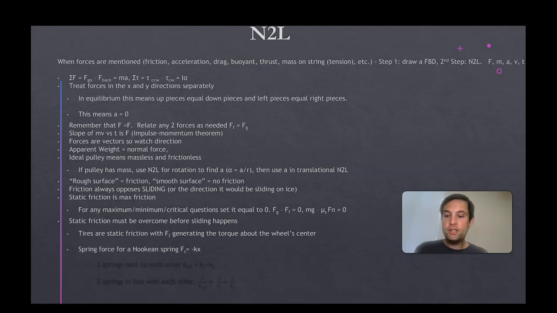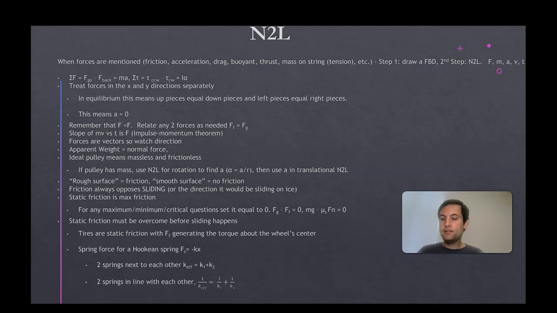Spring force for a Hookean spring, Fs equals negative kx. Two springs next to each other, like this. We're going to use our effective spring constant K1 plus K2. That's a Physics C thing. And if they're in line with each other, where they're connected on top of each other or side by side, we're going to use the inverse of our effective spring constant equals the inverse of K1 plus the inverse of K2.